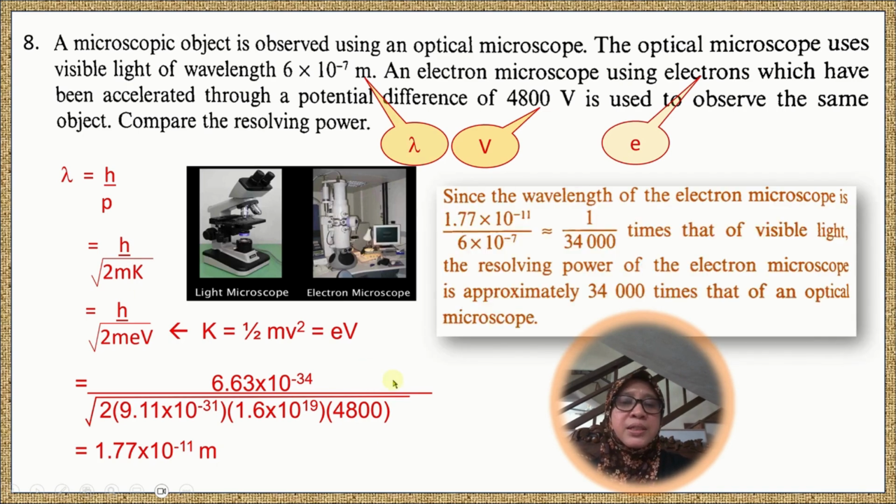Okay, so we see here, since the wavelength of the electron microscope is 1.77 times 10 to the power of negative 11, so we divide by the visible light wavelength. So we get 1 over 34,000 times. So this one is the wavelength of the electron microscope. It's 1 over 34,000 times that of visible light. So the resolving power of the electron microscope is approximately 34,000 times of that of an optical microscope.